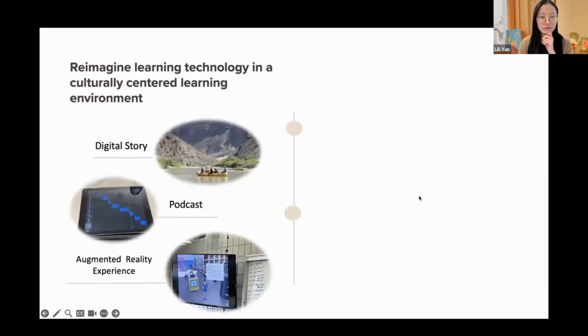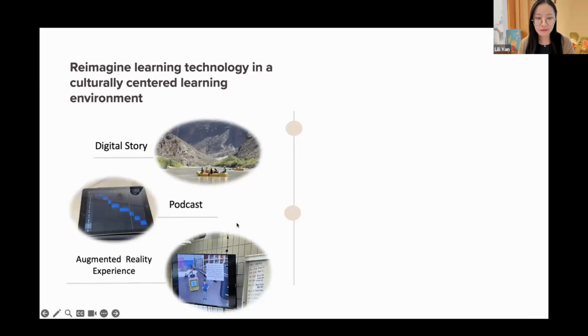Our partnership really allows us to reimagine learning technology in the culturally centered learning environment we're trying to develop as a team. For example, in the 2021 to 2022 school year, in another design cycle for our team, we particularly look at the students' iPad-based technology ecosystem in the classroom, how we can repurpose this in the broader culturally centered learning environment, and how we center culture in the use of technology to support their digital storytelling, their making of podcasts, and design of AR experiences.